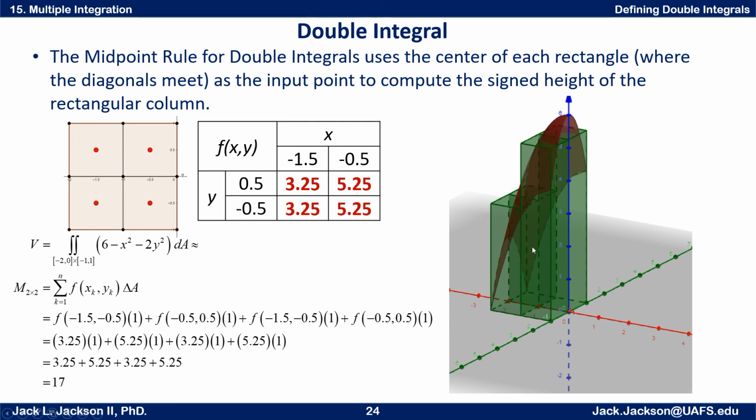That's back here. Midpoint of this rectangle back here. Go up. In the front here, this way here, are these two, and both of those have heights of 5.25. And so you're adding up those four volumes again, and in this case it's 17. So there's the midpoint estimate.